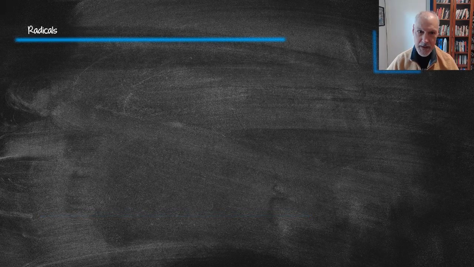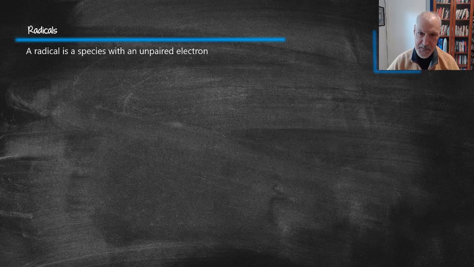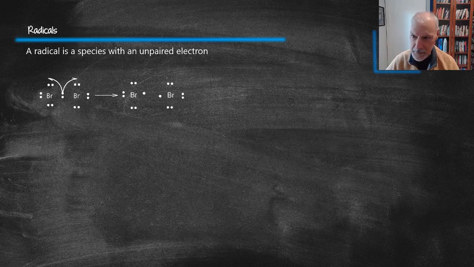This program is going to explore radicals. A radical is a species with an unpaired electron. That unpaired electron makes it very reactive. Sometimes radicals are referred to as species with a dangling covalent bond. Let's look at how they're created.